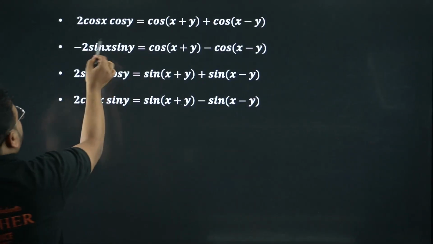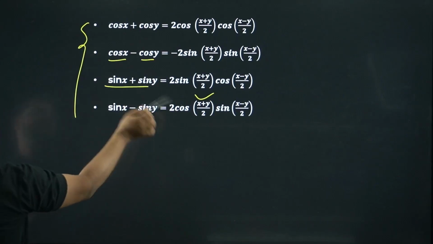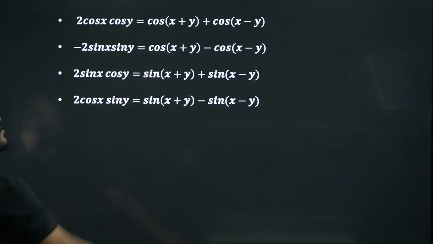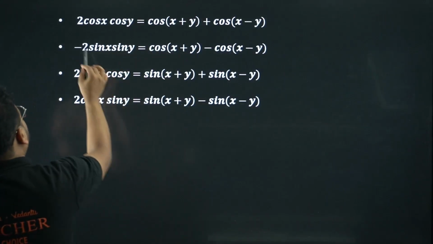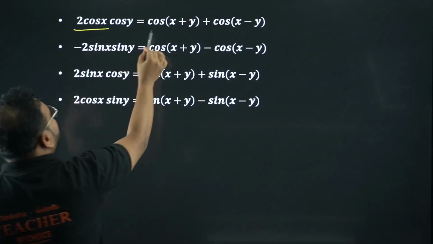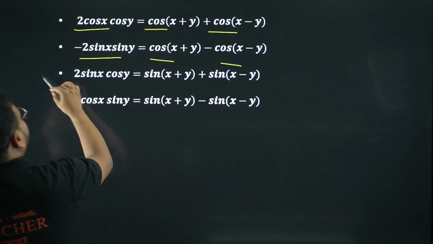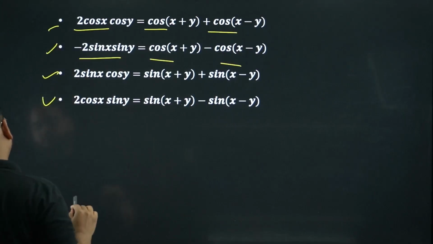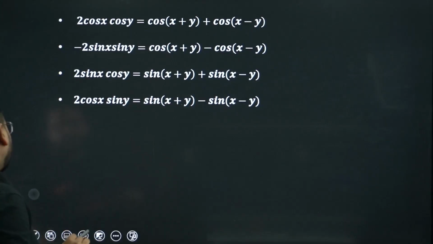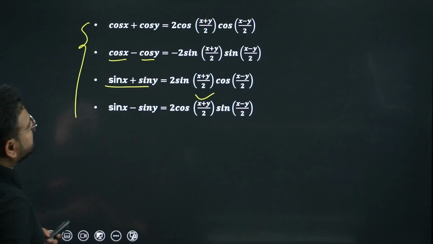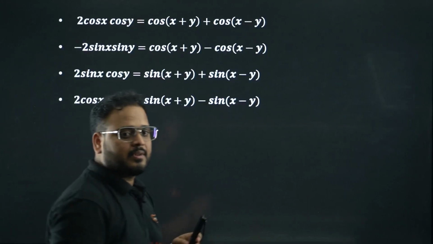Same result. If you know this one, you can understand this one also. From there only it comes. But yes, you have to remember this 2 cos x cos y. This result is there. 2 sin x sin y. This result is there. And likewise, all the 4 are very, very important. So please remember all the formulas. This one not that much, but these are very important. Questions can be asked on this.